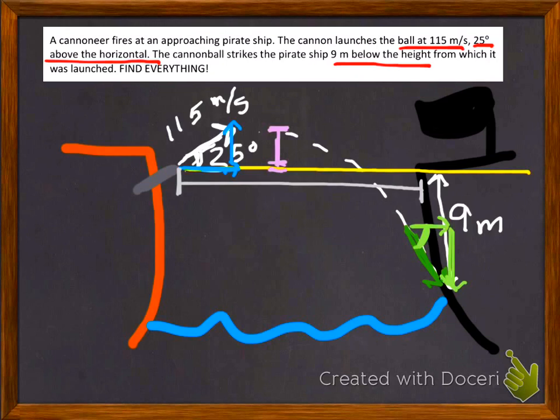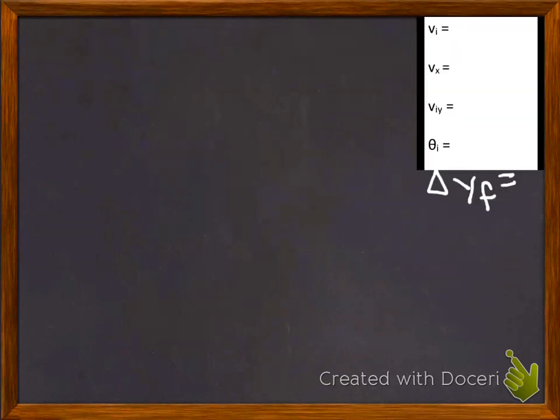And of course, along the way, we will have to, at some point, figure out how much time the cannonball was in the air. How long did this whole firing and hitting the enemy pirate ship take? So, since this problem gives us a VI, we're going to start there trying to figure out what the components of that VI would be.